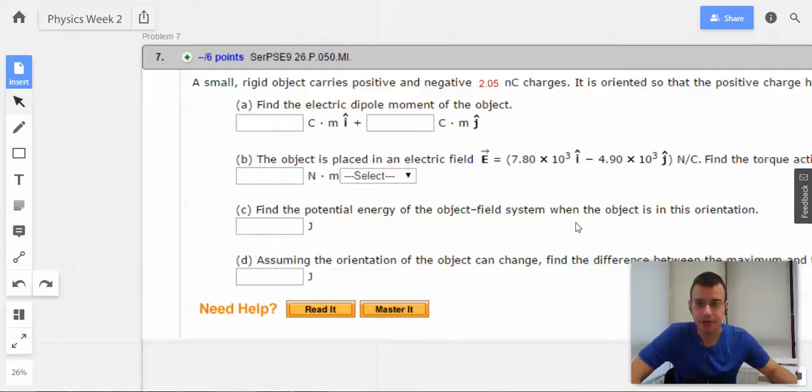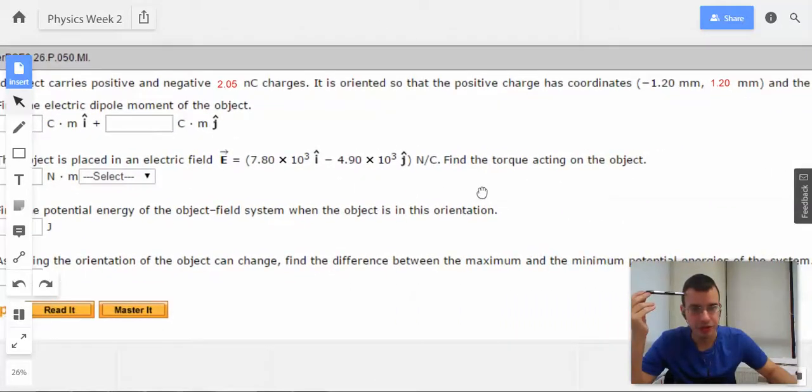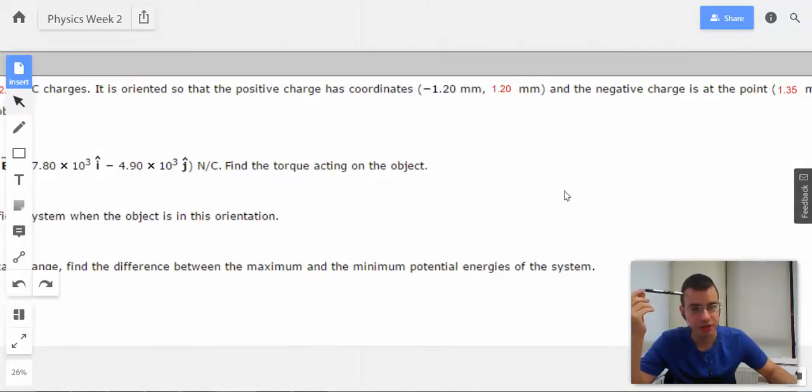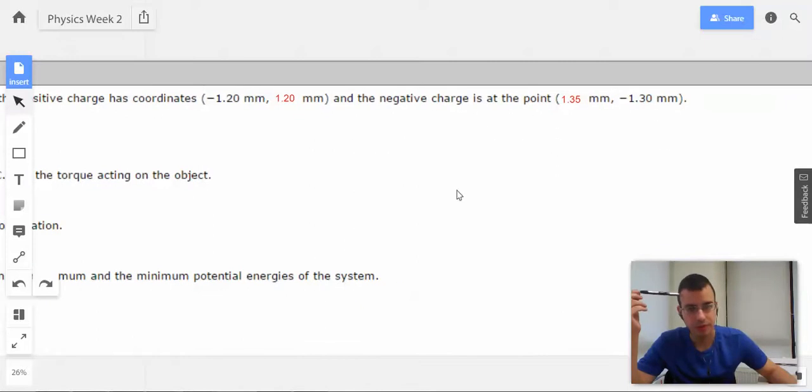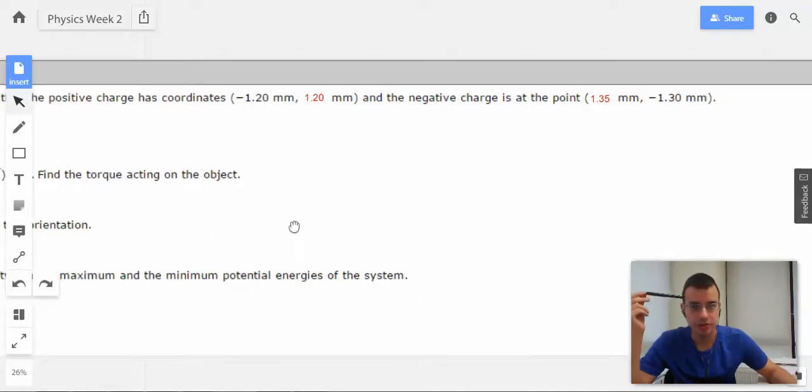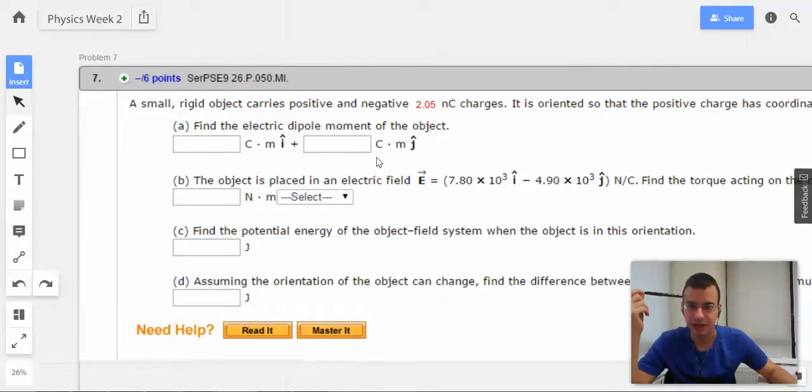All right, problem 7. A small rigid object carries positive and negative 2.05 nanocoulomb charges. It is oriented so the positive charge has coordinates negative 1.2 millimeters and 1.2 millimeters, and the negative charge is at 1.35 millimeters and negative 1.3 millimeters. Okay? That sounds like a dipole. Find the electric dipole moment of the object.